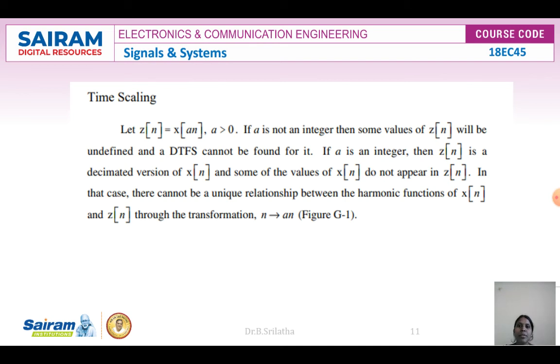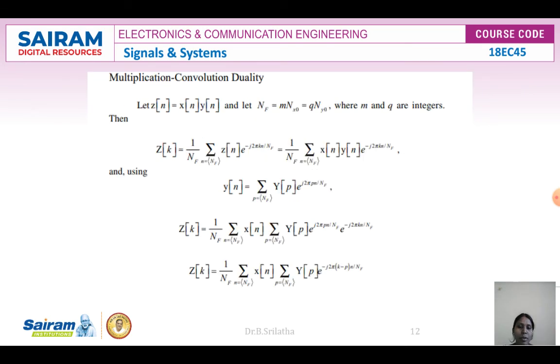Next, time scaling. Let z of n be equal to x of a n, that is a time scaling. Here a is an integer value. If it is not an integer, z of n will be undefined and the discrete time Fourier transform cannot be found for it. If a is an integer, we can find it. Then z of n is a decimated version of x of n, and sometimes the values of x of n do not appear in z of n. In that case there cannot be a unique relationship between the harmonic functions of x of n and z of n under the transformation.